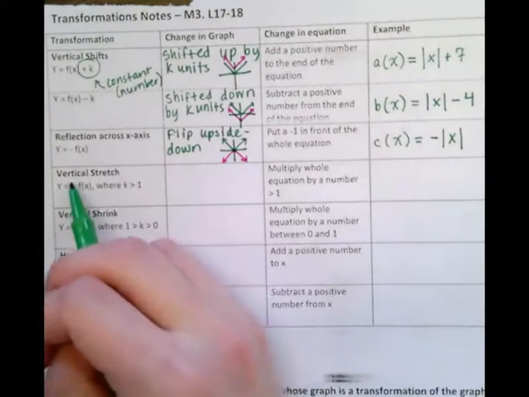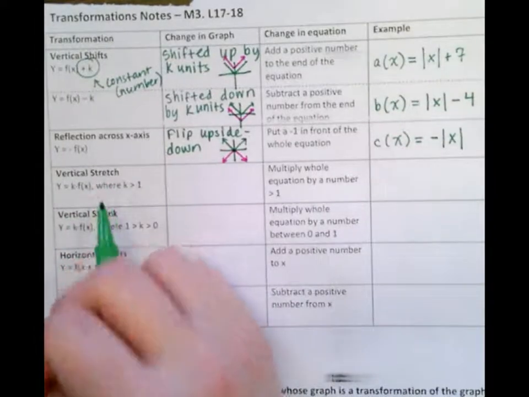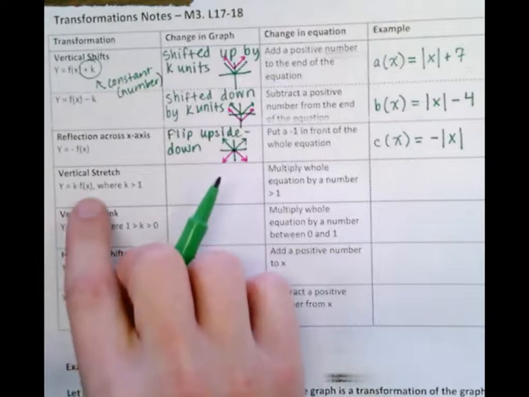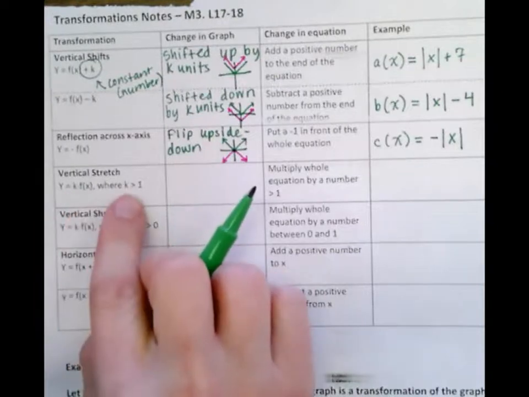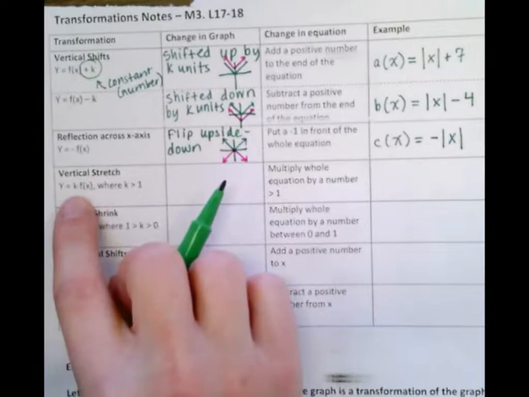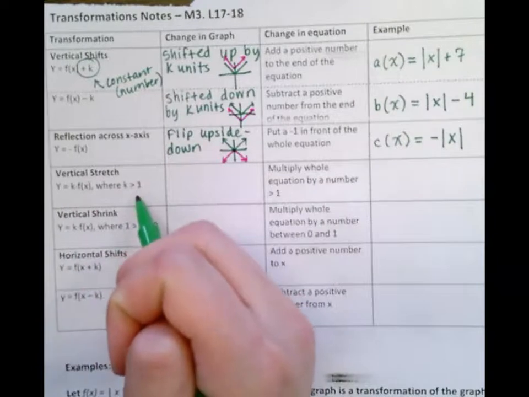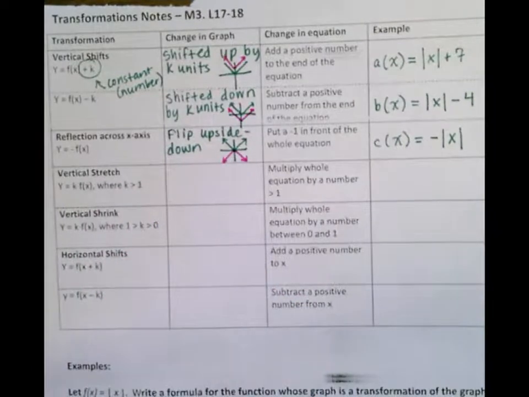Okay, next up we have a vertical stretch. This notation might look a little bit confusing, but it says y equals k times f of x. That means we're multiplying by a number out front of f of x, but we're saying k is greater than 1. So k is some number that must be more than 1. Then we will get a vertical stretch.